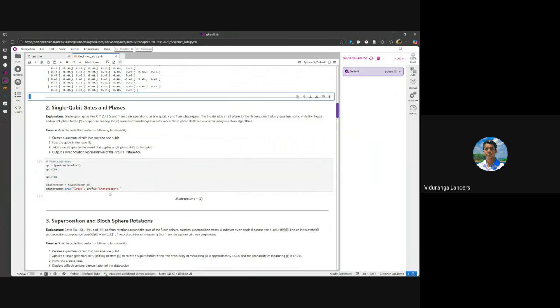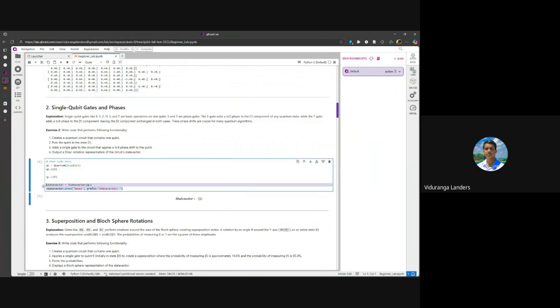So here is how you get the state vector of a circuit. So first I created the circuit of a single qubit, then I added some gates, and then here's how you get the state vector, and you assign it to a variable. And here's how you draw the state vector in LaTeX format. So you get all the Dirac notation.